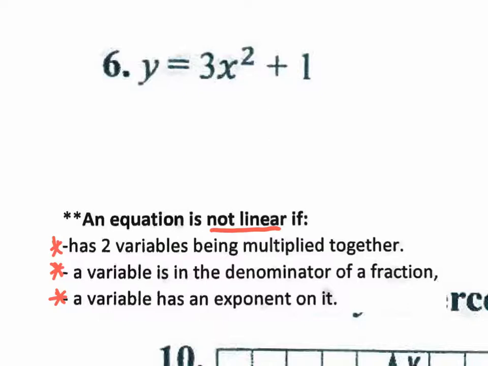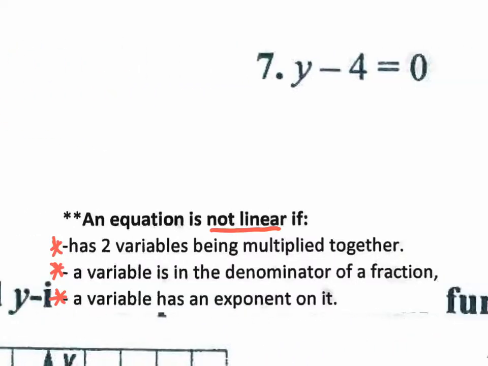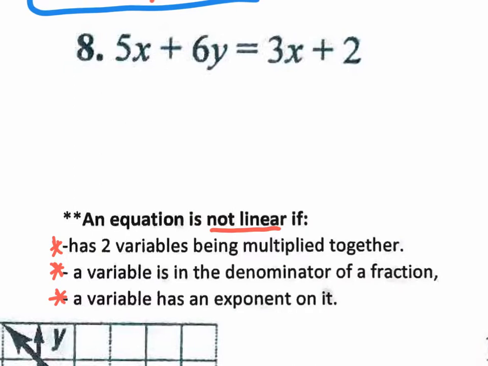Number 6 here, do you have x times y? No. Do you have a variable in the denominator of a fraction? No. Do you have a variable that has an exponent on it? Yes. So what could we say about this equation? We could say that it is not linear. So let's write that down. You could say not linear, or non-linear, whatever you want. I think on the answers on the back, they just say no. That means that if you were to graph it, it does not give you a straight line. It actually gives you a parabola, a U-shaped curve opening up, that we'll have to do later on in the school year. But anyway, number 8, the next even question.